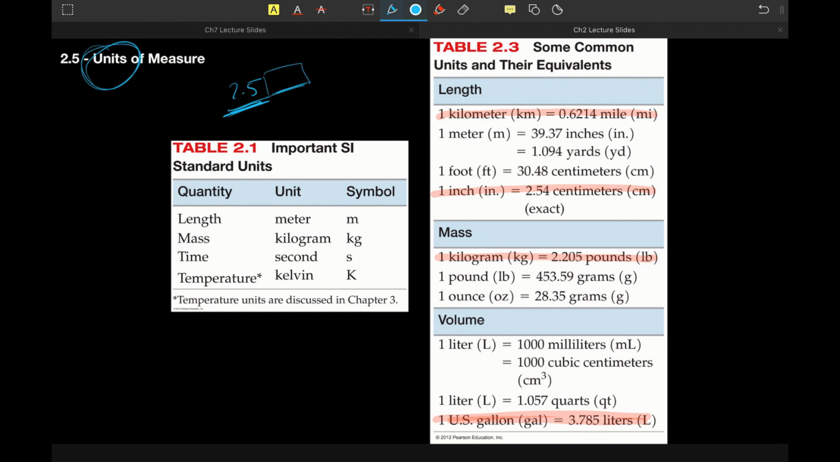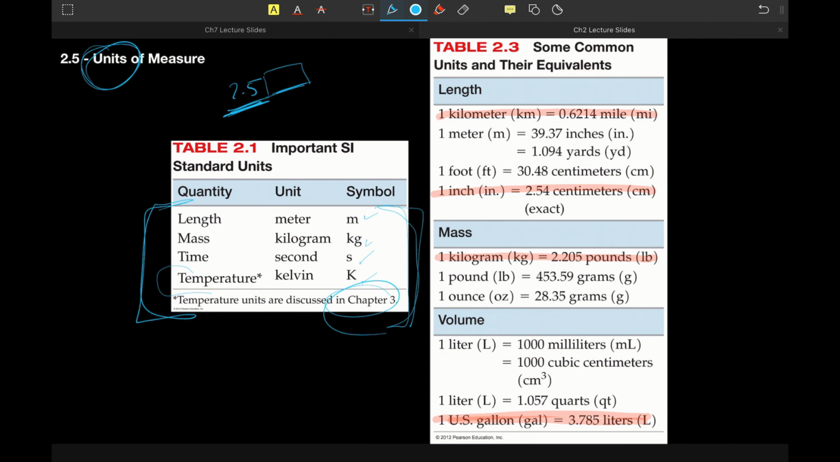So tuck that away and make sure that you follow that rule. So here are just some common quantities with their standard SI units, where SI is just the international standard that scientists use. So for length, we always use meters. For mass, it would be kilograms. For time, it would be seconds, and temperature would be Kelvin. We will talk more about Kelvin in chapter 3, like your book says.